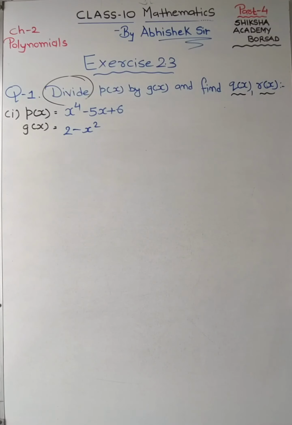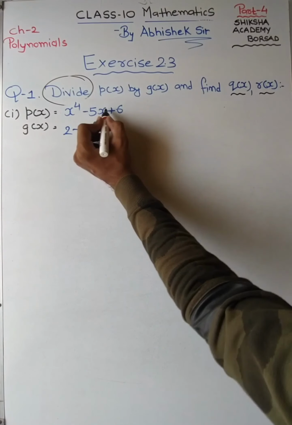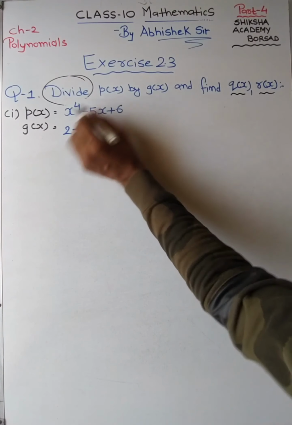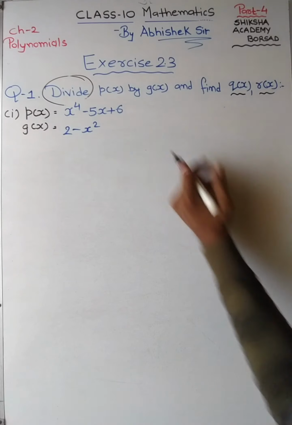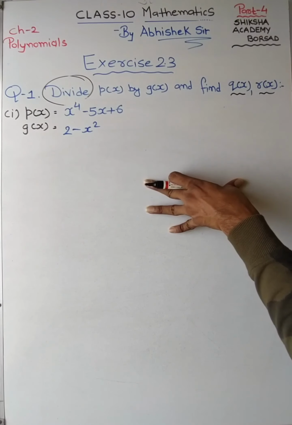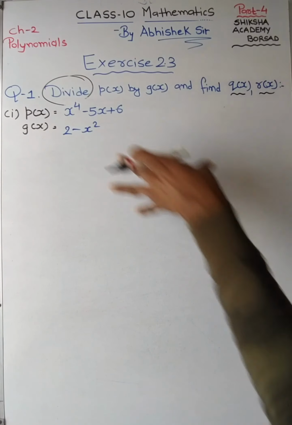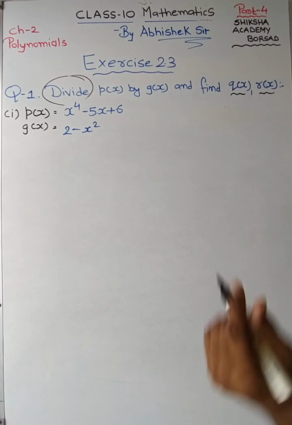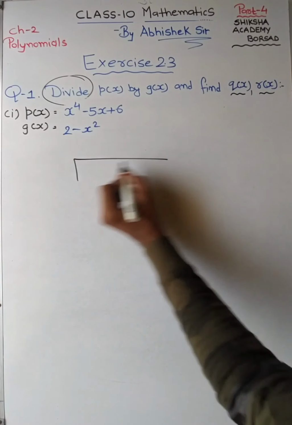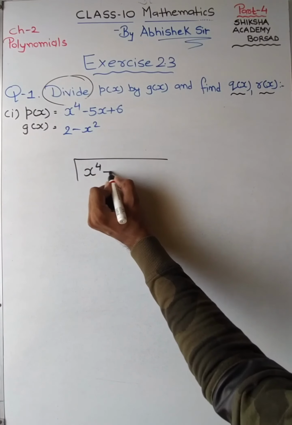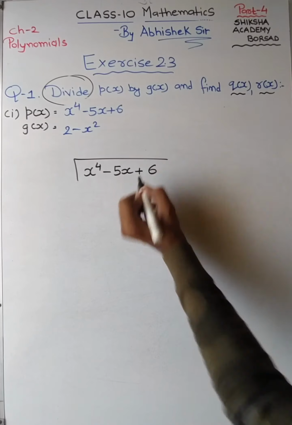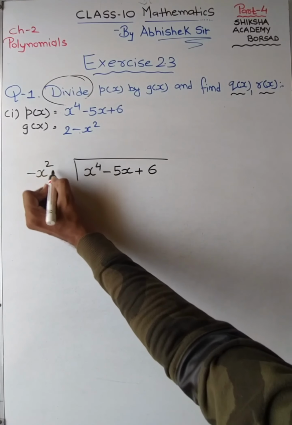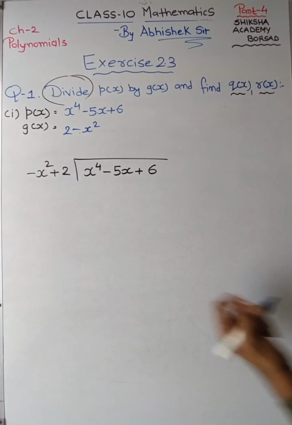Now next question is divide x raised to 4 minus 5x plus 6 by 2 minus x square. Again you can see some missing term, but now let us see if it can be solved without putting the 0x terms or not. So let us start with a very simple process. So x raised to 4 minus 5x plus 6. Over here it is 2 minus x square. Rearrange it, you will get minus x square plus 2.